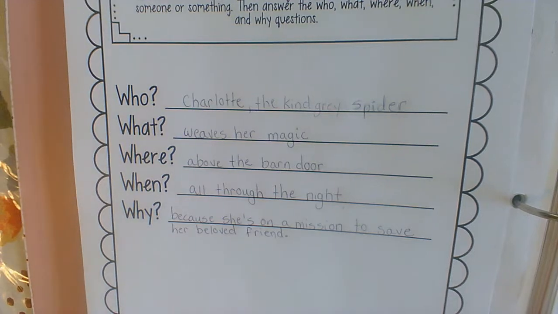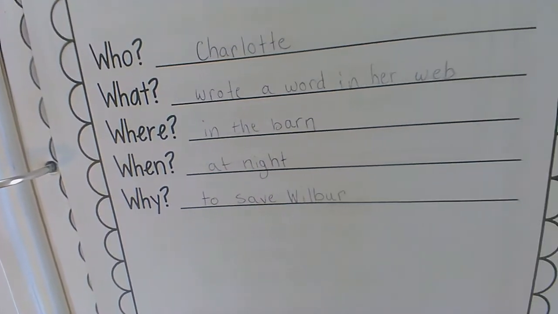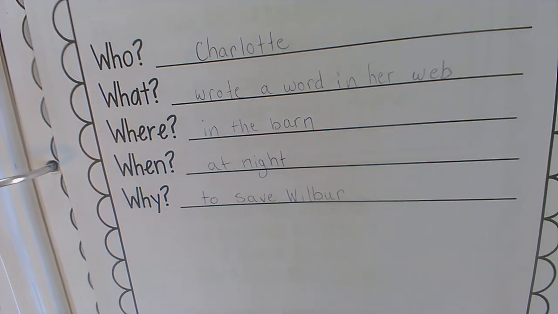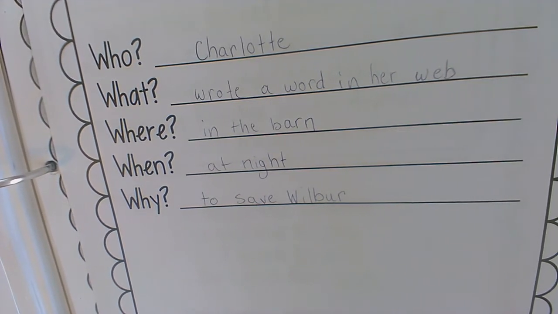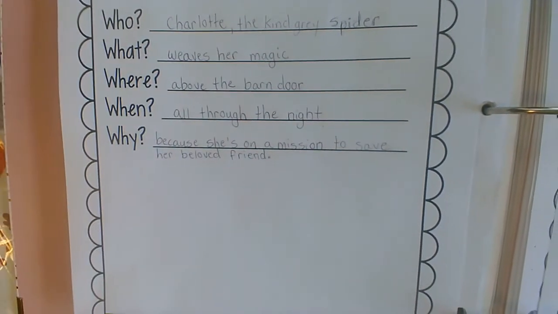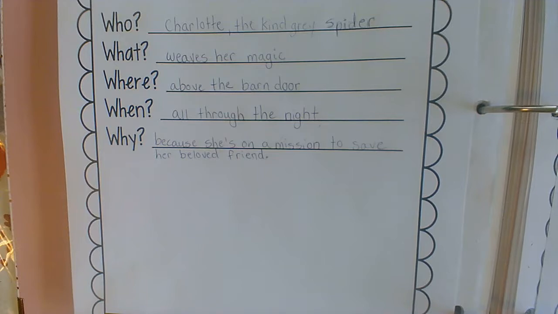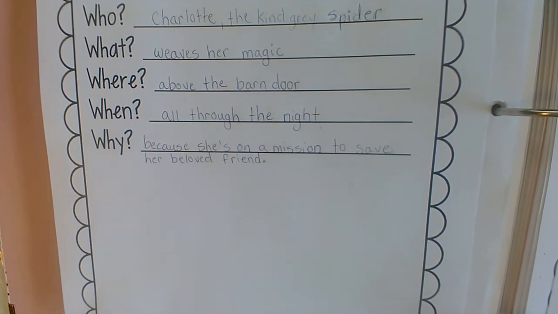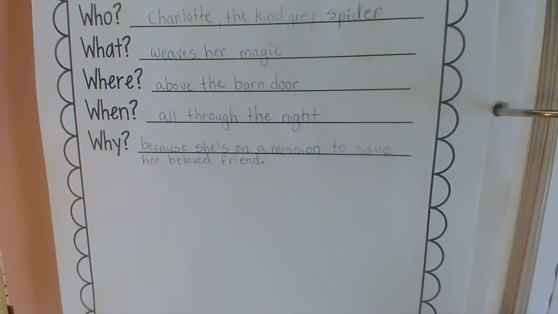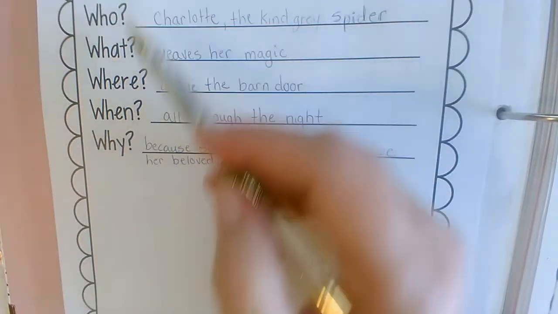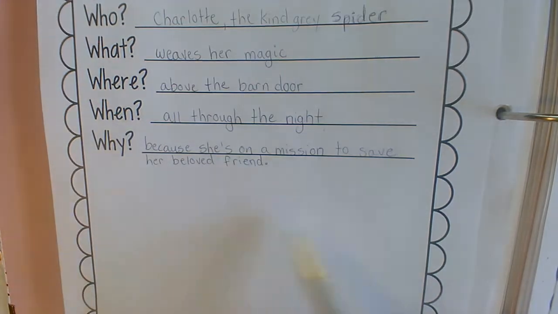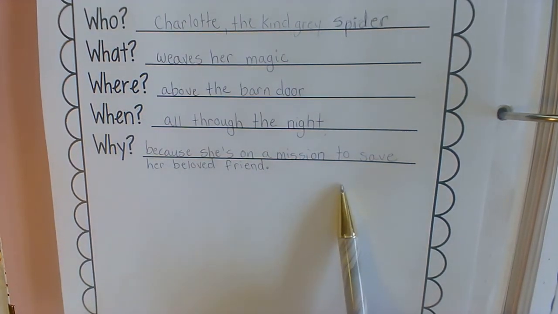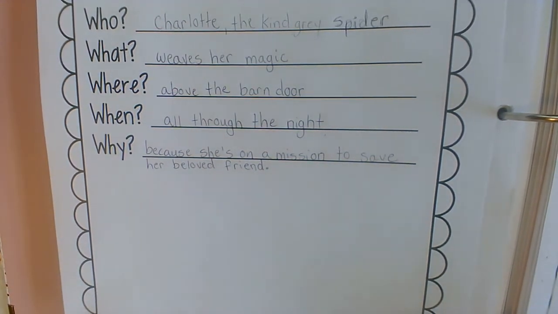Okay, so let's go back to what the poem said first time I put my ideas down. Charlotte wrote a word in her web in the barn at night to save Wilbur. Charlotte, the kind gray spider, weaves her magic above the barn door all through the night because she's on a mission to save her beloved friend. Okay, this one has a lot more description and it is a lot more interesting, although it has the same message as the first one.